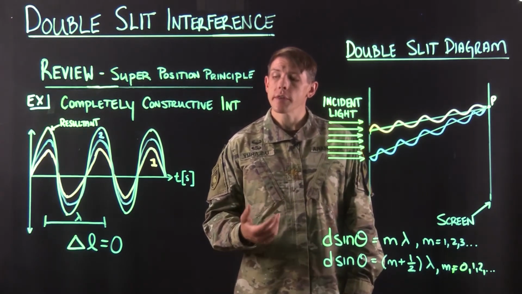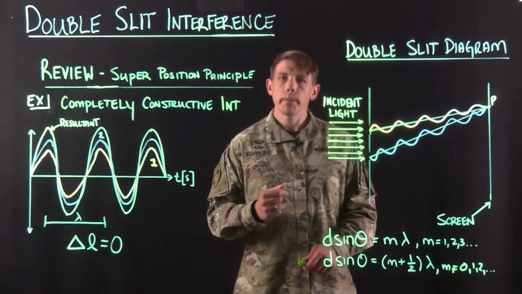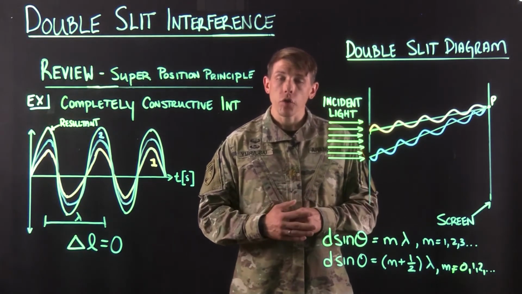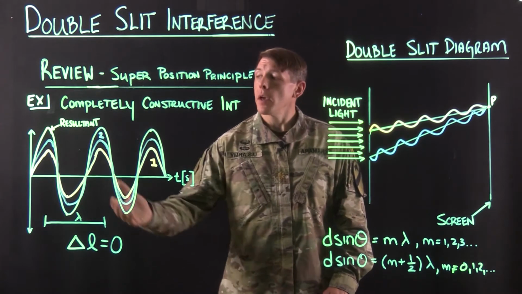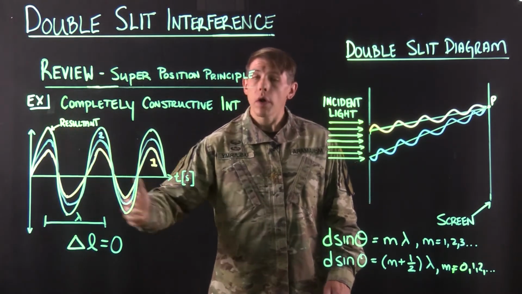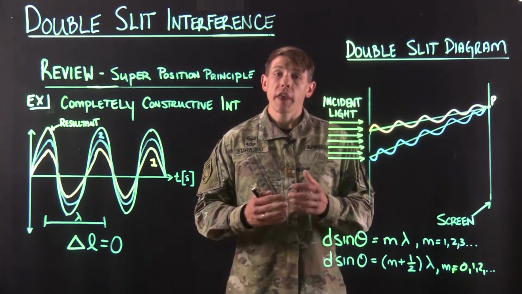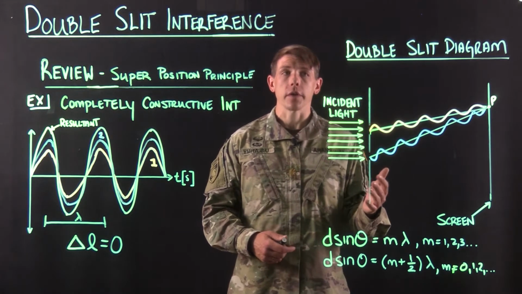You should also notice that the path length difference between the two waves is 0. This is important to recognize because it is a key indicator of constructive interference. I can tell that the path length difference is 0 because the peaks and troughs of each wave line up with one another. Now, let's take what we understand about superposition and apply that to double slit interference.